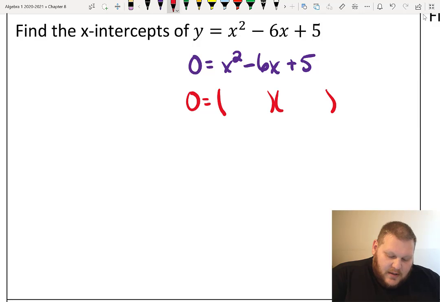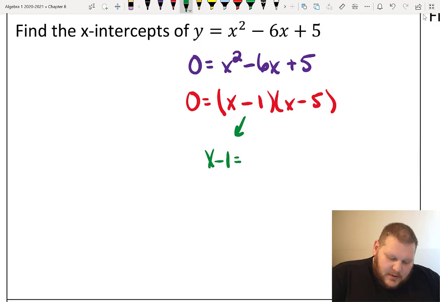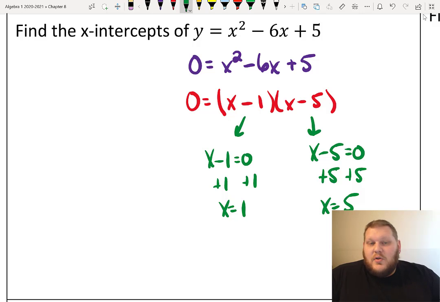We're trying to look for the two things that multiply together to give me positive 5 but add up to a negative 6. So in this case, the only combination that works there is if it's negative 1 and negative 5, because negative 1 times negative 5 is positive 5, but negative 1 plus negative 5 is negative 6. So then from here, x minus 1 equals 0, x minus 5 equals 0. I can then add 1 to give me an x value of 1. I can add 5 to give me an x value of 5. And those are my two solutions.